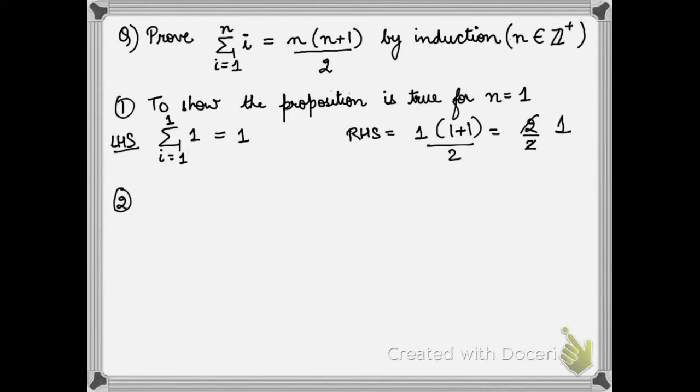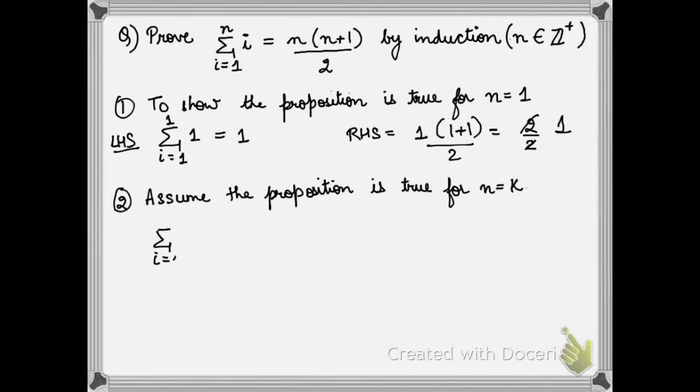Step number 2. We have to assume that the proposition holds true for n equals k. What that means is that the sum of i, where i goes from 1 all the way to k, equals k times (k plus 1) divided by 2. Now, usually, as I said before, you have to show that the k plus 1 value is also true, and that is what we have to show.